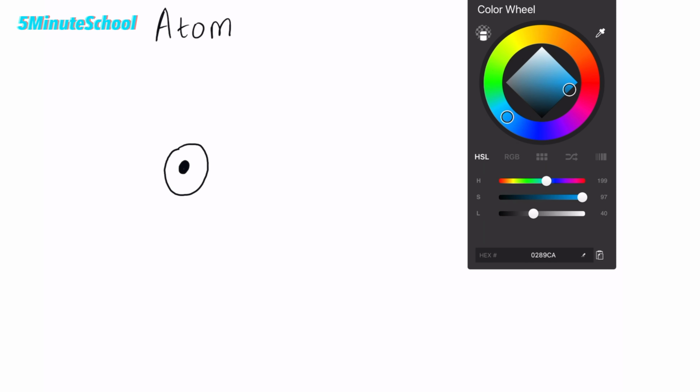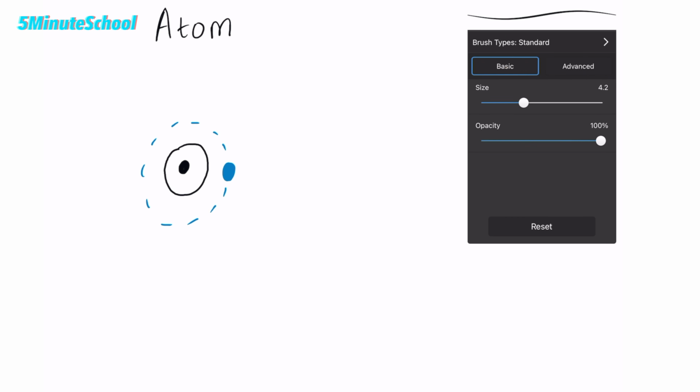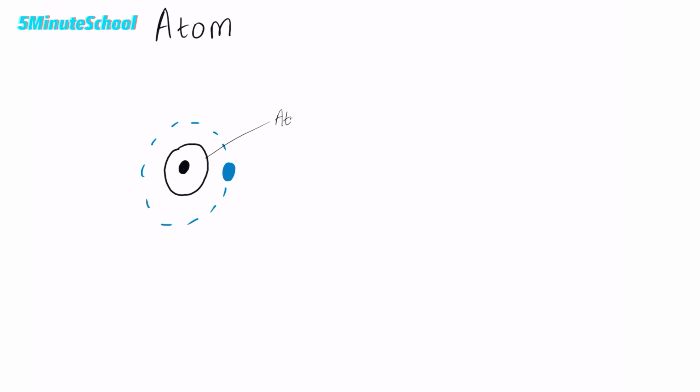In the center you have the atomic nucleus, which normally contains protons and neutrons. In this case I've just drawn a hydrogen atom, so there's only a proton there. That's the only exception to the rule, but generally you'll find protons and neutrons in the nucleus.